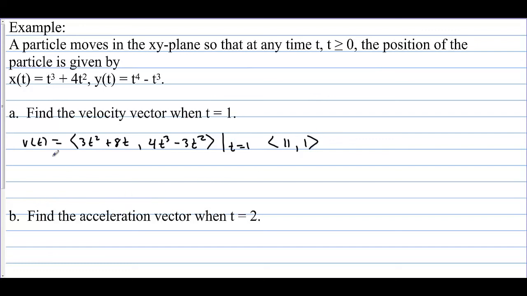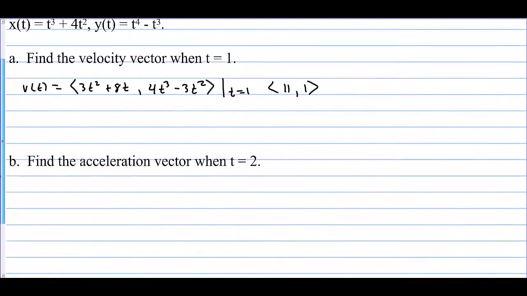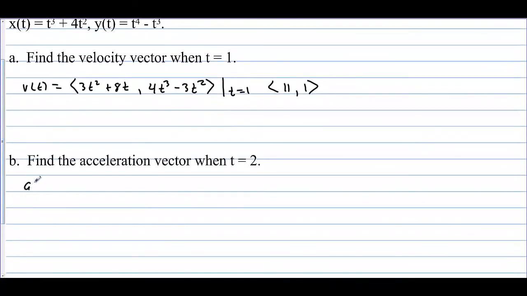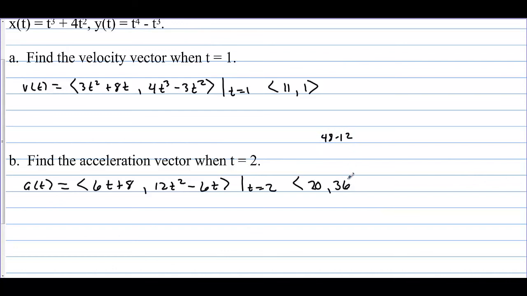Find the acceleration vector when t is equal to 2. So now the acceleration vector is the derivative of the velocity. We have 6t plus 8, and we have 12t squared minus 6t. And we will evaluate that when t is equal to 2. So we have 12 plus 8, that's 20. And we have, let's see, 48 minus 12, that's 36.